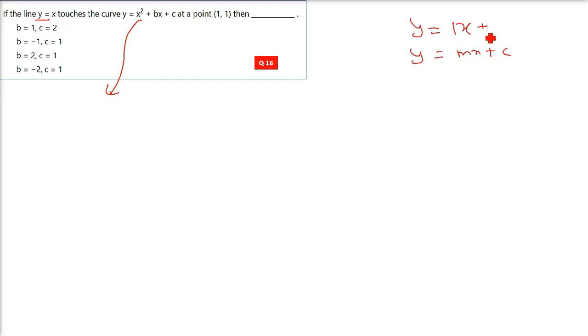Just equate it with y equals mx plus c: 1 into x plus 0. So this m is equal to 1, and we'll use this just now. So this dy by dx, this is 2x plus b. Now this is equal to what?